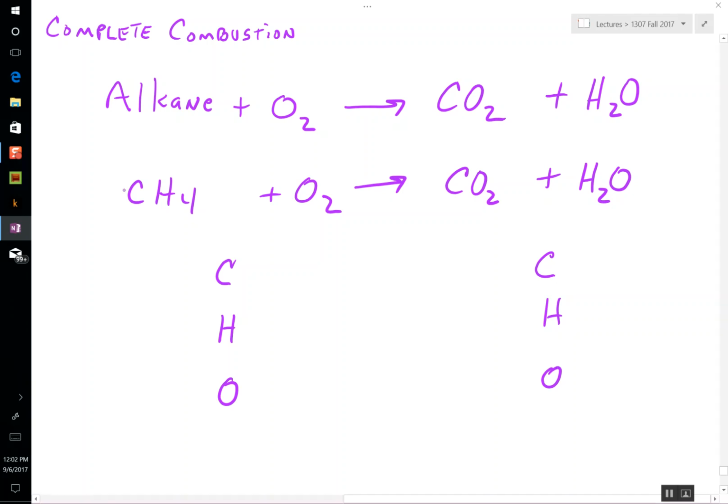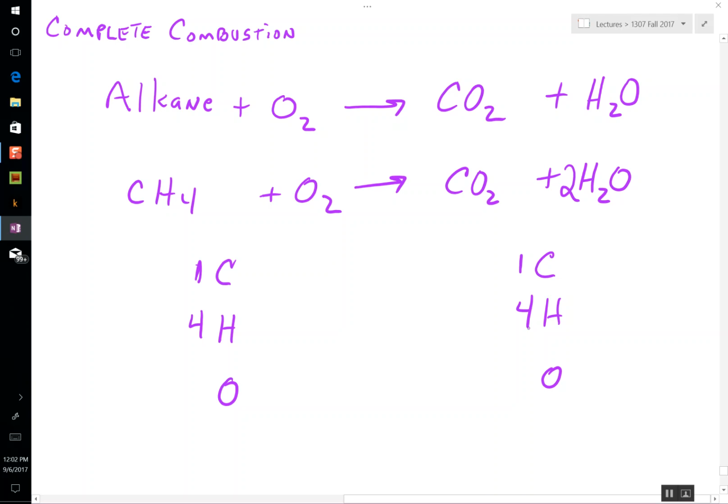So what I have over here, there's a 1 here, so I have 1 carbon. So I'm not going to put anything in front of the carbon dioxide. I have 1 carbon. Over here I have 4 hydrogens, so I'm going to put a 2 right here so that I get 4 hydrogens. 2 water molecules, each water molecule has 2 hydrogens, would give me 4 hydrogens. So my carbons and my hydrogens are balanced.